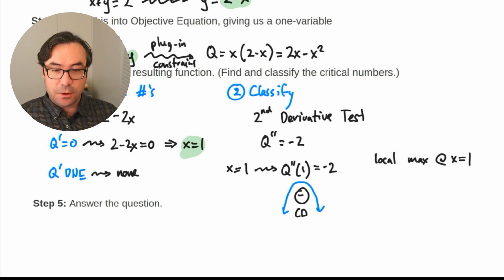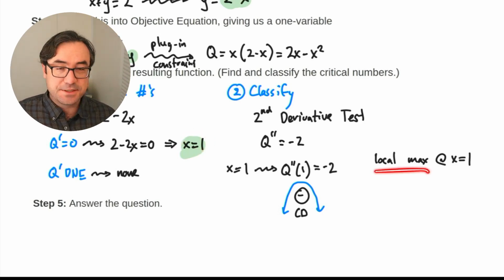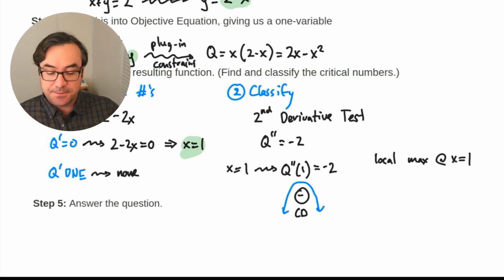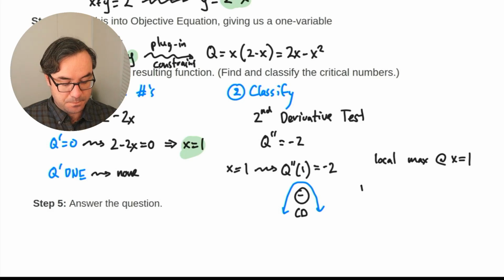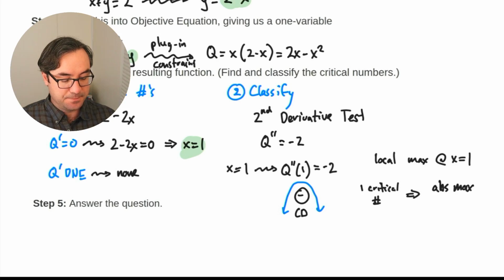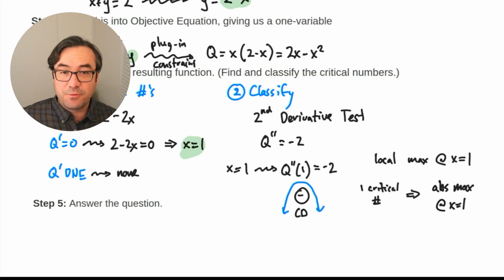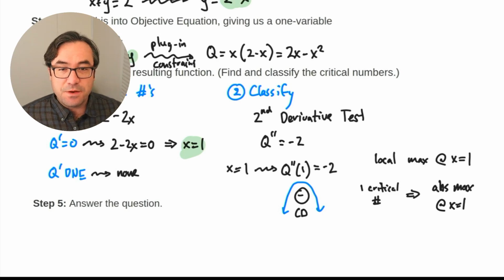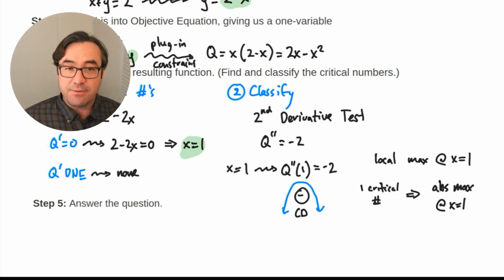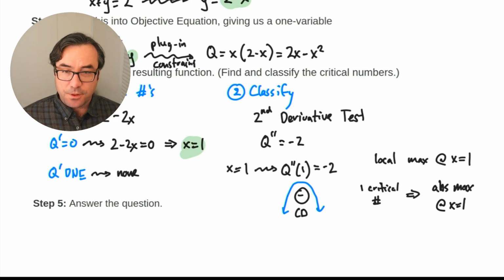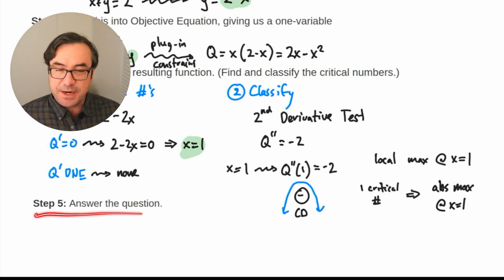And actually, we found only one critical number. So not only is this a local max, it's the absolute max. So we found one critical number, which implies that we actually have an absolute max at x equals 1. And that's it. We've basically done the hard work here. So we've figured out where we have a max, and we did verify that we actually do have a max there. All right, so the last step then, step 5, is to just make sure that we actually answer the question.